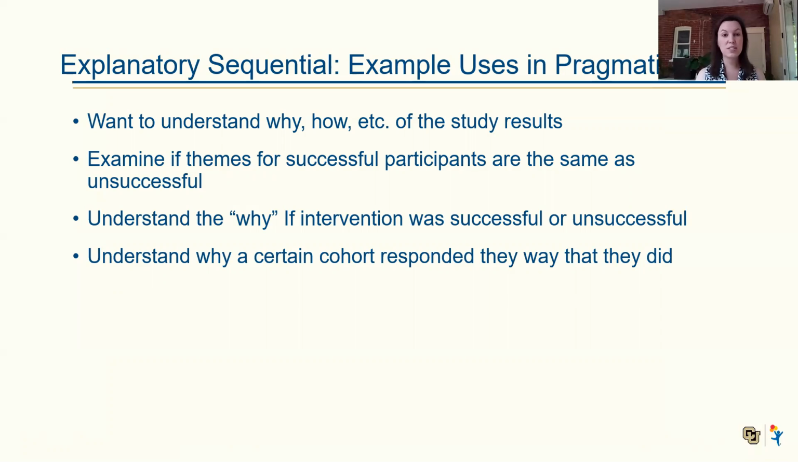You could also ask why did that intervention succeed or even fail? So if you have a null finding in your trial, you might want to talk to all your participants to understand what might lead to that outcome. And then, like I said, there might be a certain cohort that responded the way they did. Perhaps men had a different response than the women, and you might want to understand that sex-based difference.